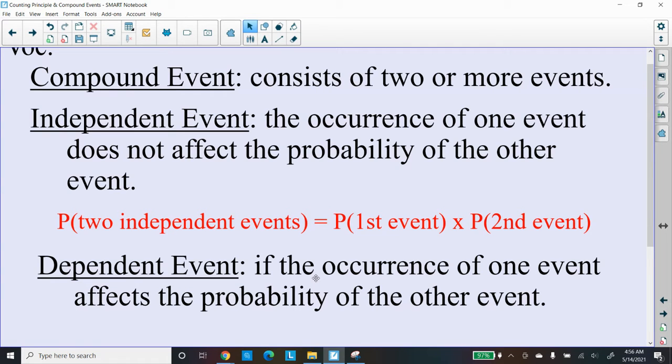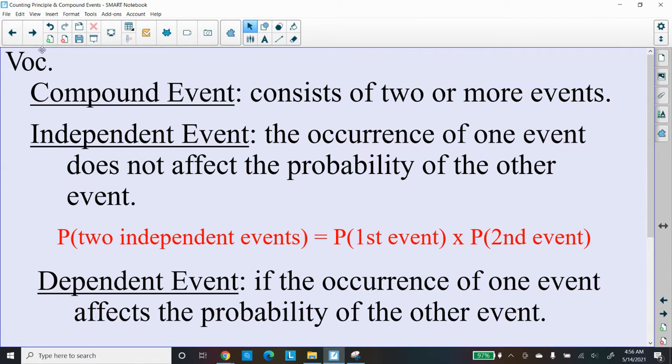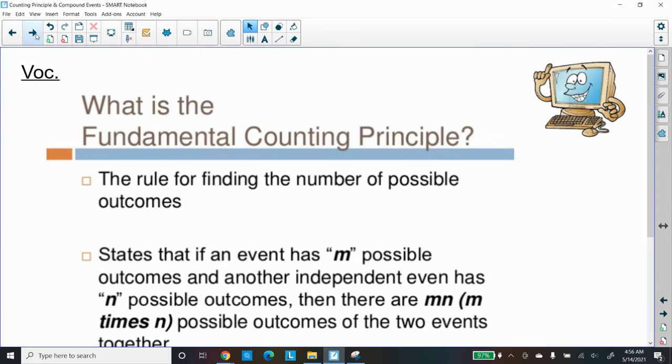You might have heard in science independent and dependent variables. So think of that as you talk about independent and dependent events. But we need to talk about the counting principle, or the fundamental counting principle, in order to deal with compound probability. So let's find out what we mean by the fundamental counting principle.